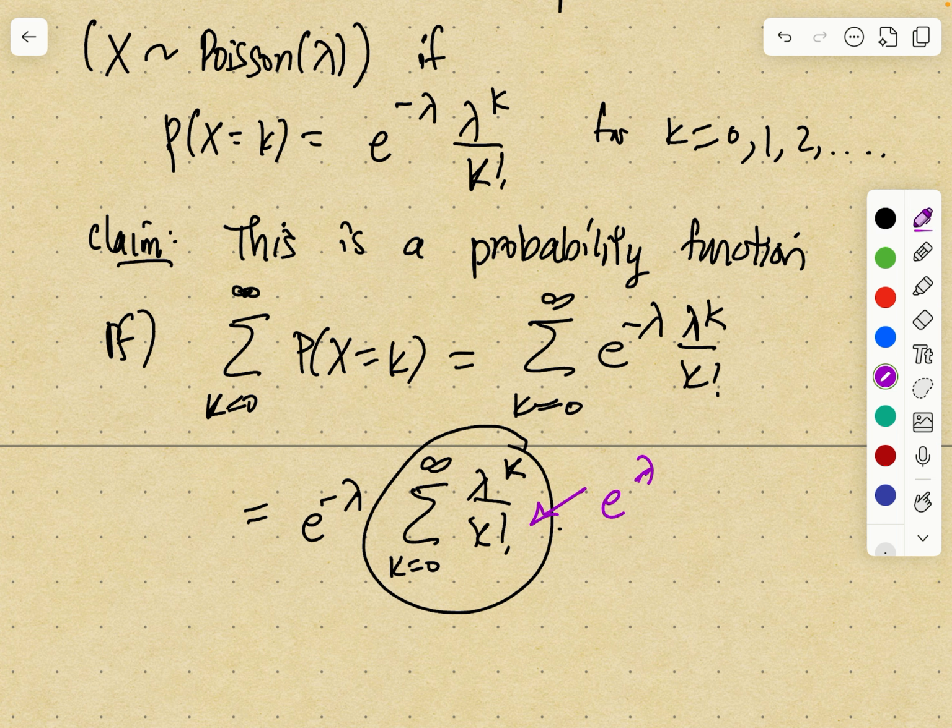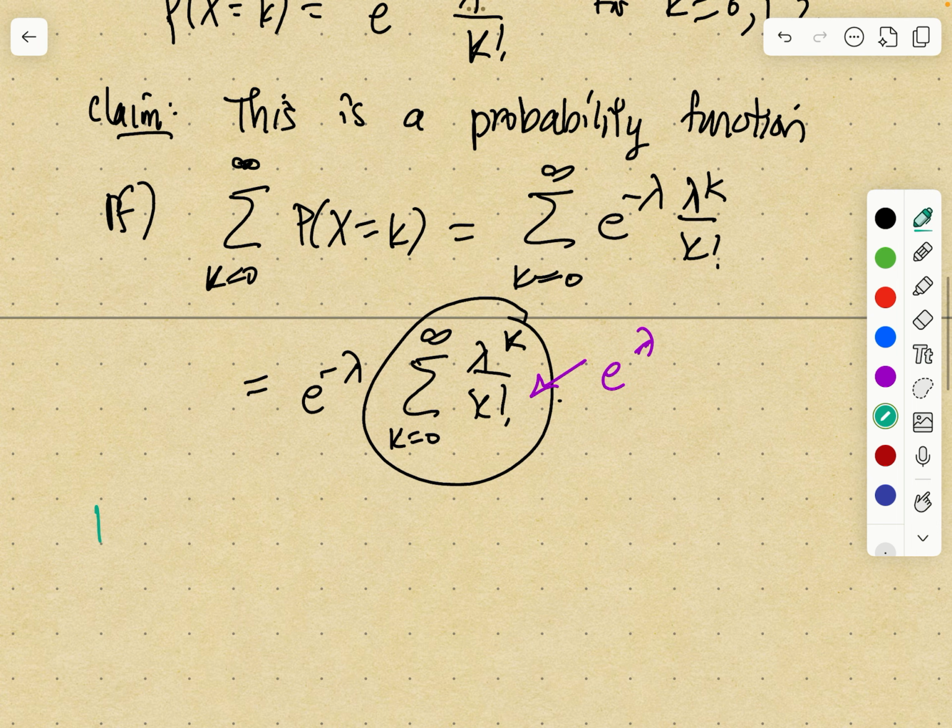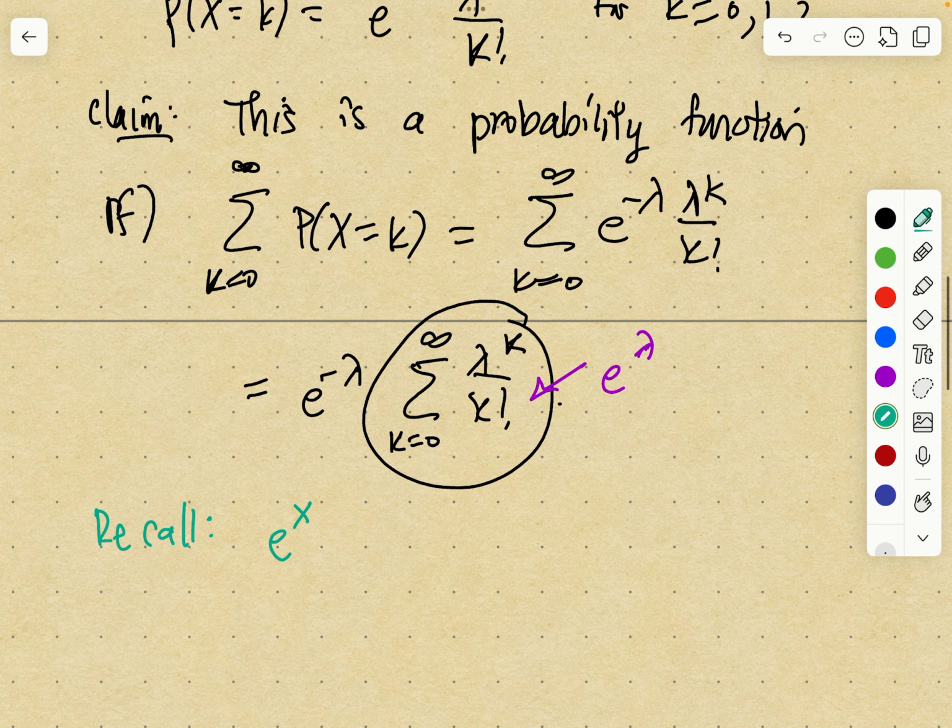Because remember, we have this power series. Just in case you're not sure, we have this power series expansion of e to the x, which is the summation of x to the k over k factorial from 0 to infinity. So you get e to the minus lambda times e to the lambda, and that is equal to 1, which is what we wanted to show.